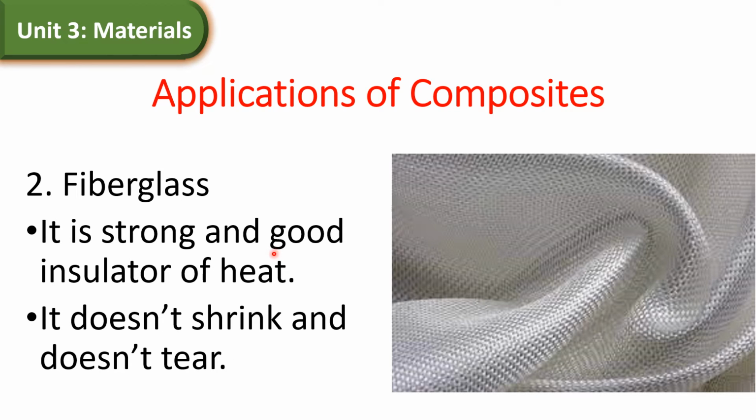The second application of your composite is your fiberglass, a modern composite compound which is composed of plastic and glass, wherein the glass is made into fine threads. Look at the picture. These fine threads can be stuck or woven together into sheets and formed into a complex shape. Fiberglass is very good for this application because it is strong and is a good insulator of heat.